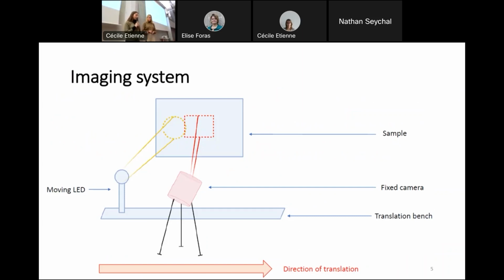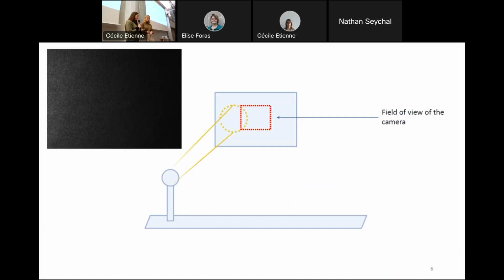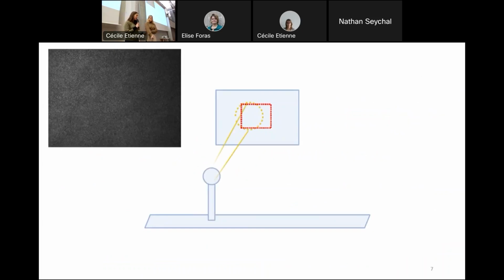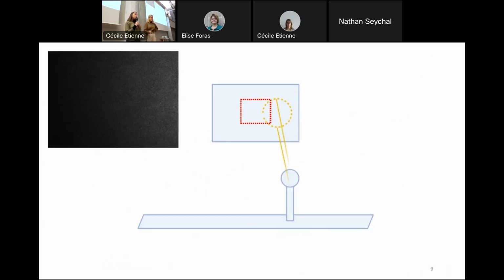So after having properly set the movement of the LED, because it had to slightly exceed the border of the sample and to stop a sufficient number of times, there remained only the capture of the images. So we chose a region of our sample, made the LED move, and took a picture at each stop to collect the intensity as a function of the translation of the LED.